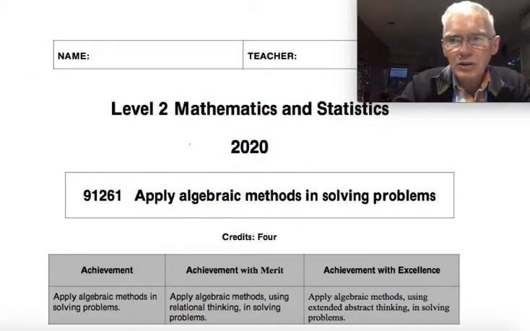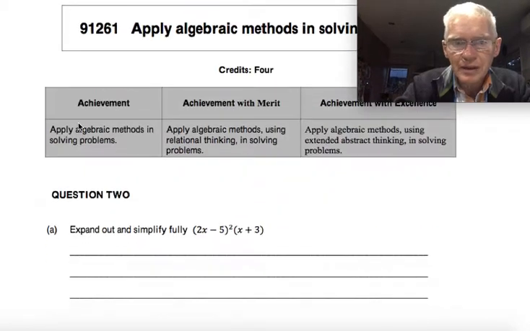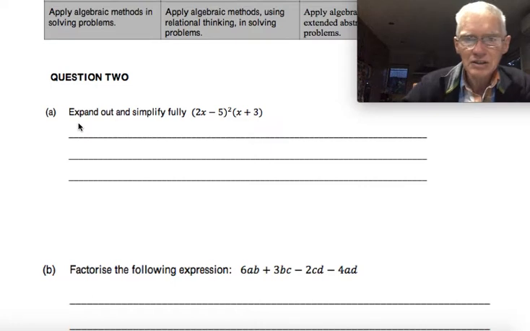Hi, we're going to go over the 2020 question 2, achieved and merit questions for algebra. So here's question 2, expand and simplify.